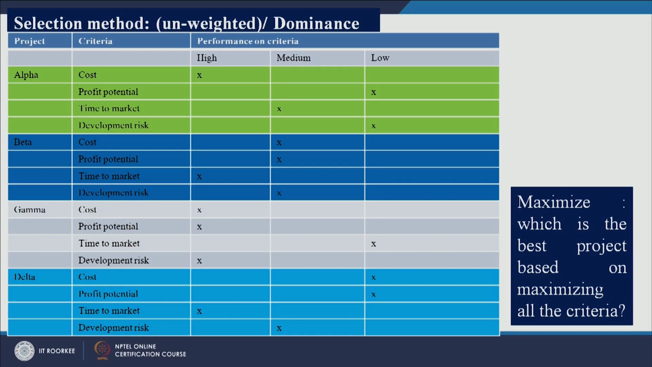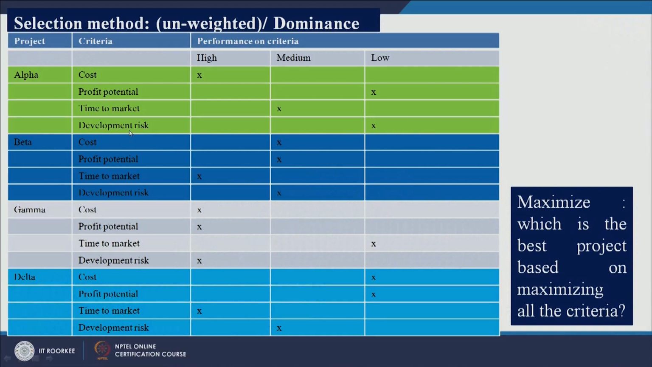And what are the selection criteria? The selection criteria are cost, profit potential, time to market and development risk. So what would be the cost of the project alpha, how profitable that project would be, how much time it will take to launch in the market, and what are the risks involved in this project alpha.